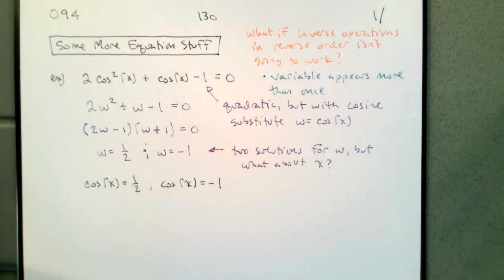For cosine x equals 1/2, let's see, I didn't specify whether we're using radians or degrees. So let's just use radians because it's more fun, even though it might keep us up at night.